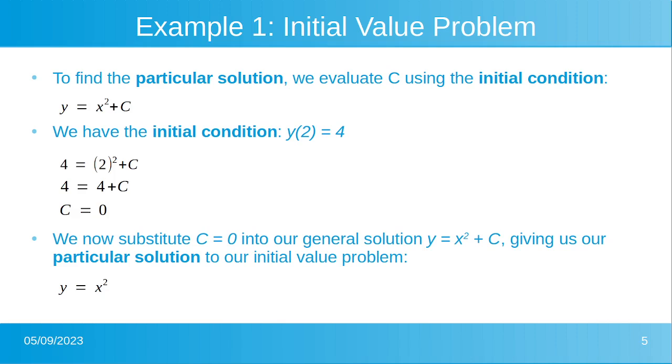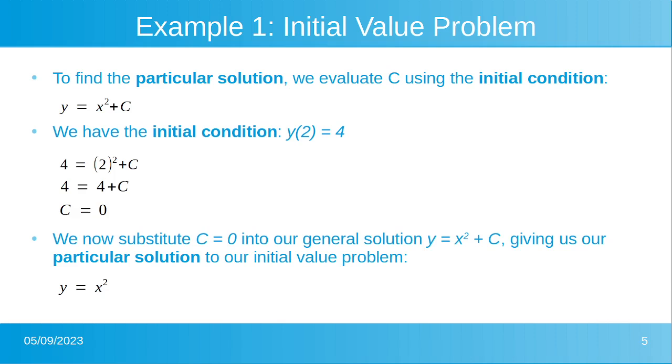To find the particular solution, we evaluate c using the initial condition. Our general solution for our differential equation was y is equal to x squared plus c. And we have the initial condition that when x is equal to 2, our value y is going to be equal to 4. That's written here as y(2) = 4. So we take that information from the initial condition and substitute it into our general solution. Instead of y, we've got 4. Instead of x, we've got 2.